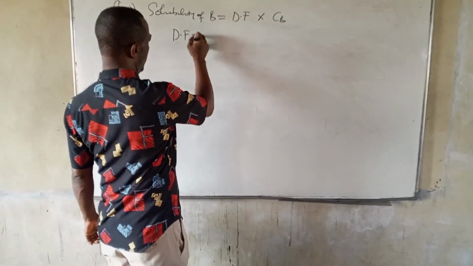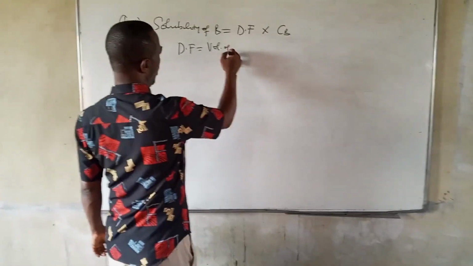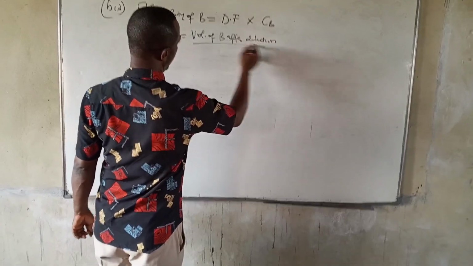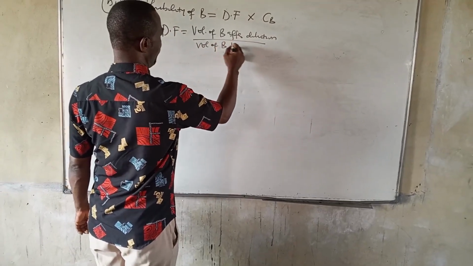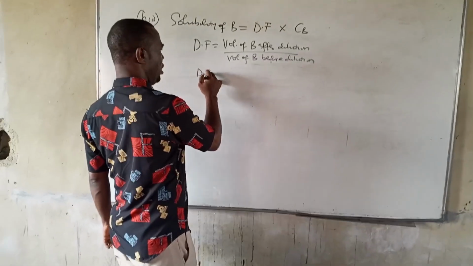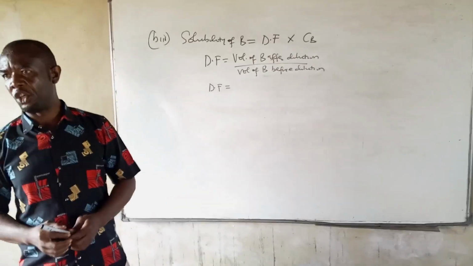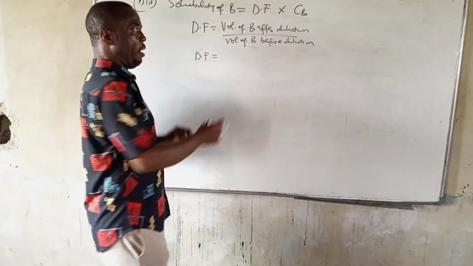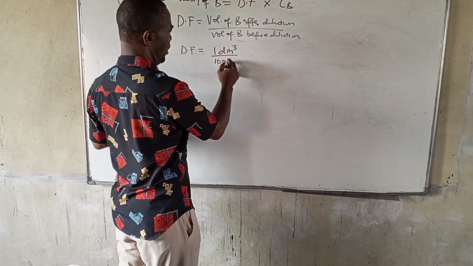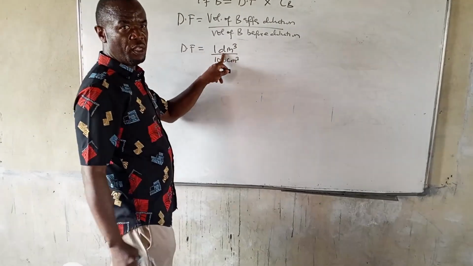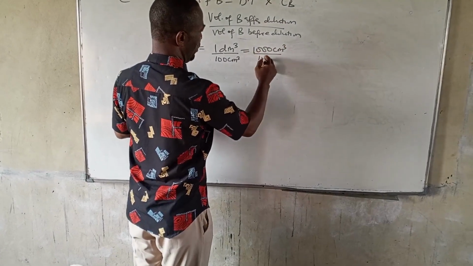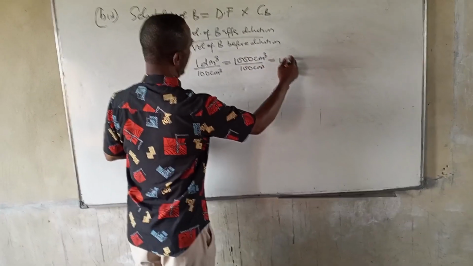Dilution factor is obtained using the volume of B after dilution all over the volume of solution B before dilution. Remember, you are told from the question that B was diluted from 100 cm cube to 1 dm cube. So the volume after dilution is 1 dm cube, and the volume before dilution is 100 cm cube. Convert this into cm cube. That becomes 1000 cm cube over 100 cm cube, and that gives you 10.